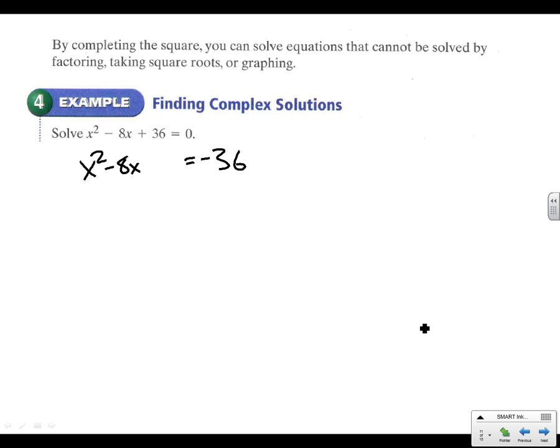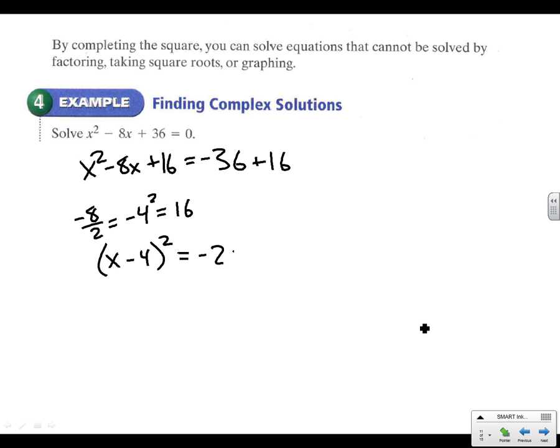And what's half of 8? Half of 8 is negative 4. Let's go ahead and square that, and we get 16. So we'll add 16 in here. Got to do it to both sides. And so now we have our perfect square of (x minus 4). 4 plus 4 is 8, 4 times 4 is 16, equals negative 20.